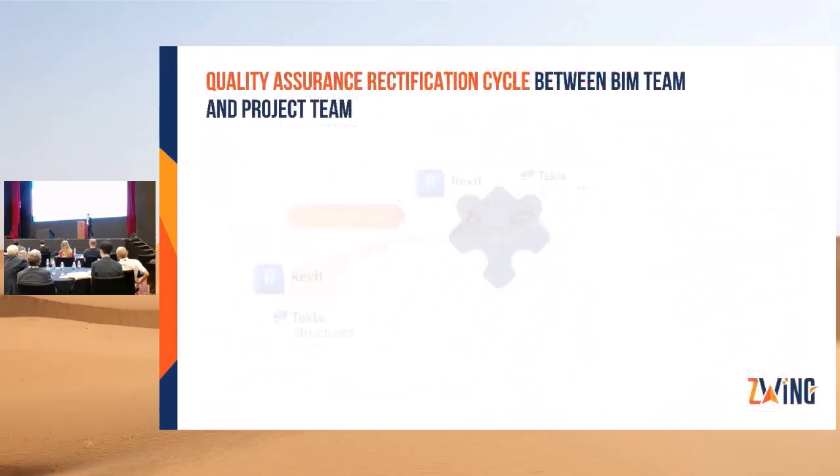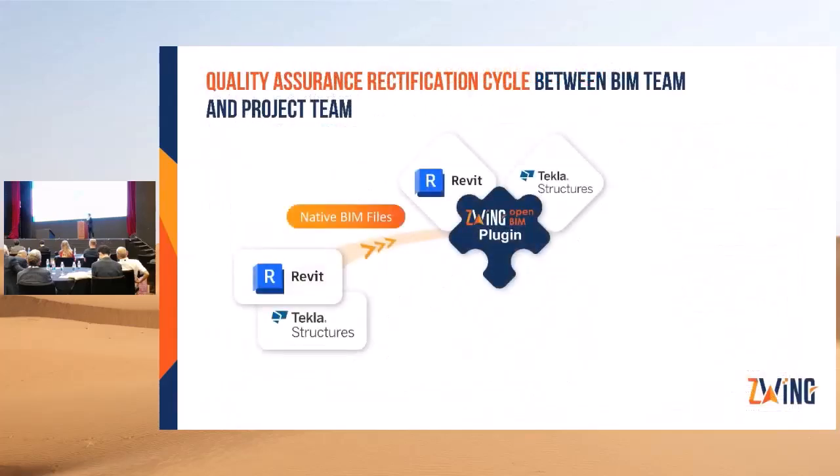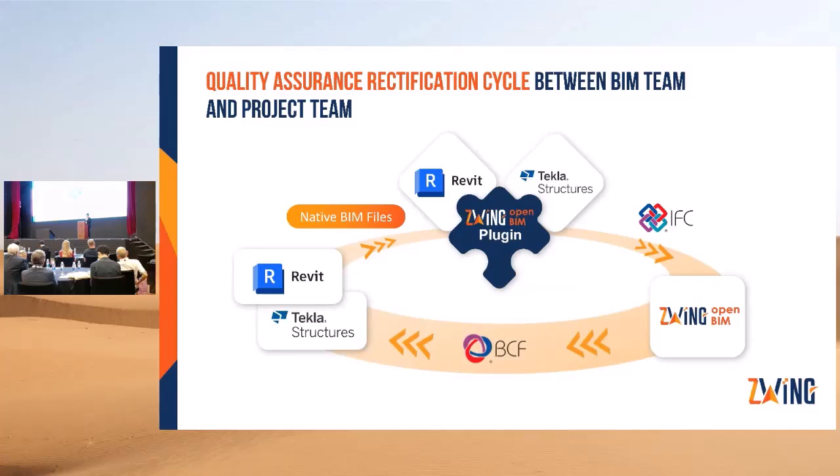Here we explain how our OpenBIM Checker plugin for Revit and Tekla Structures fosters close collaboration between the BIM team and project team. The quality assurance rectification cycle ensures an ongoing framework. After initial validation, any discrepancy is communicated via the BCF Manager and synchronized back to our cloud platform, enabling real-time collaboration to resolve the issues. The BIM team makes adjustments while the project team reviews to ensure changes align with the project objectives.